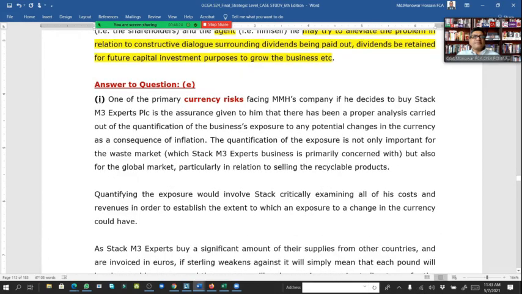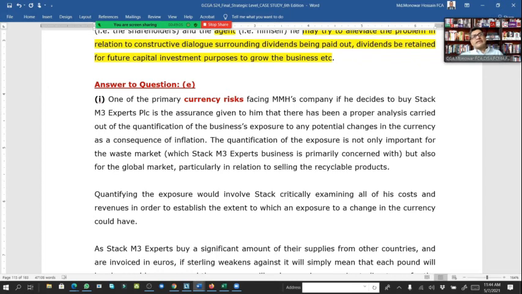So answer C, currency risk. It is also answer E. One of the primary currency risks is facing them because they are diversifying their business into different countries. Some are in the European Union, some in Asia. In the European Union the currency is the euro, in Bangladesh it is the Bangladeshi taka, and in India it is the rupee, different types of currency. So there are currency risks when sending money from one country to another; we have currency risks, conversion risks, etc.